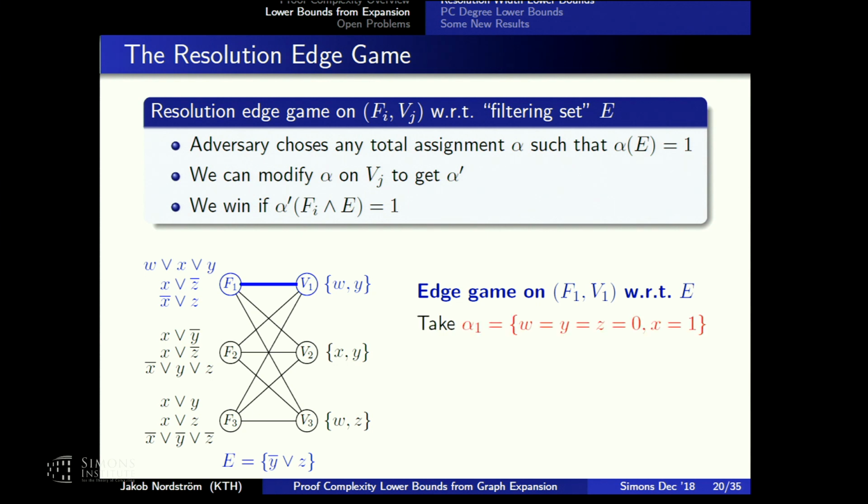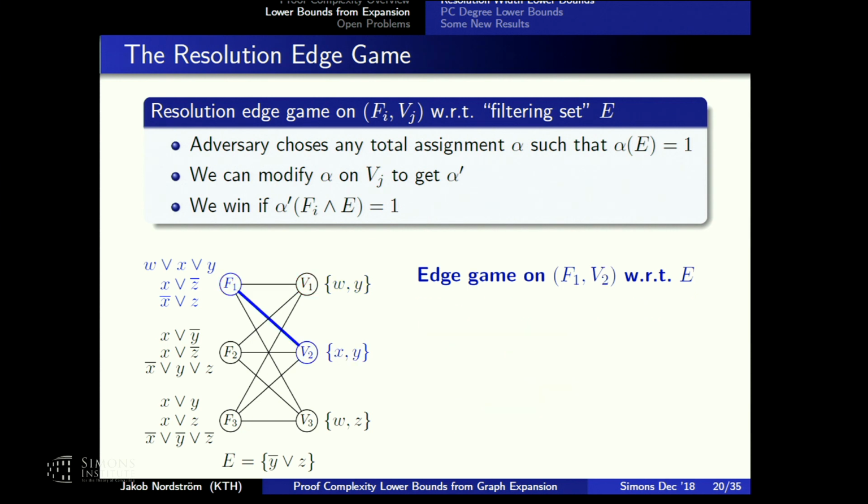No, we can't win. Suppose the adversary plays x is true and all other variables are false, then this clause is false, and we can't do anything about this because we can't even flip those variables. So you should not build your graph in this way. This is a bad graph.